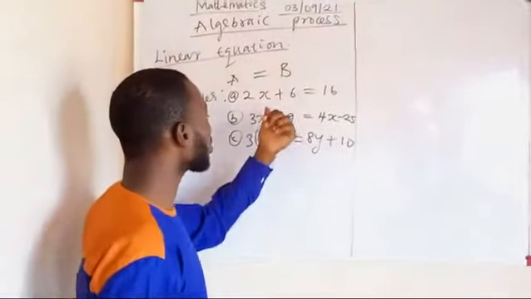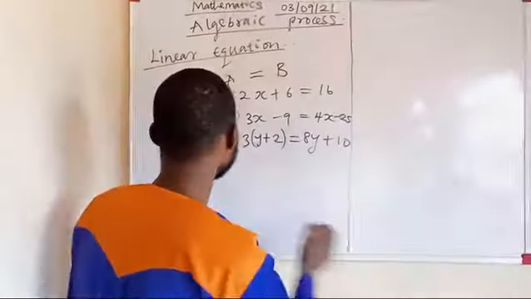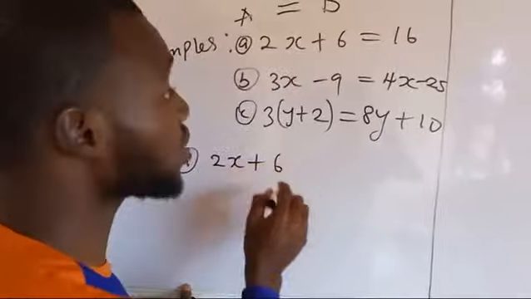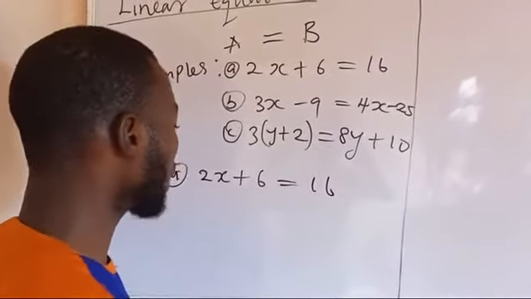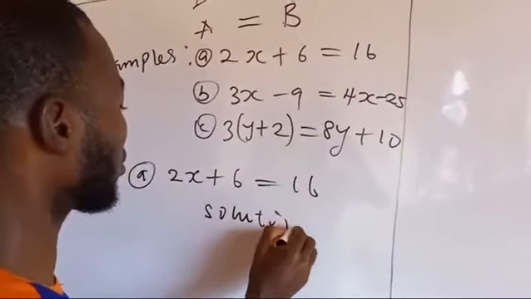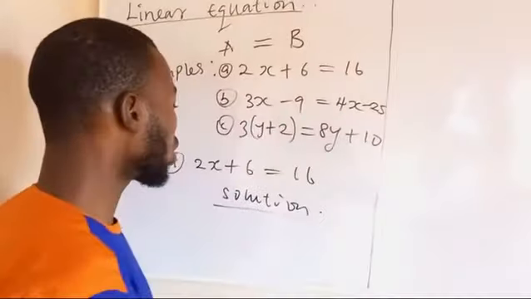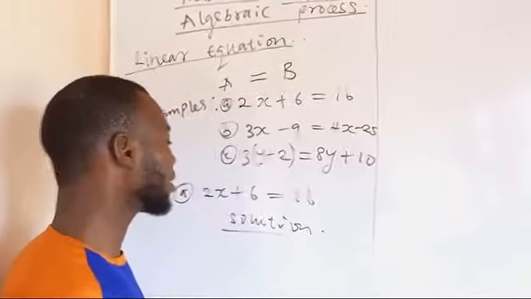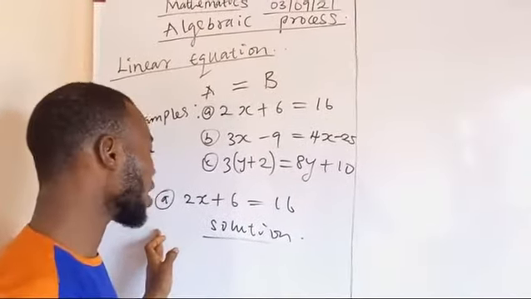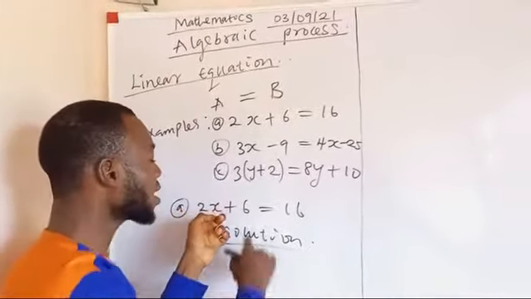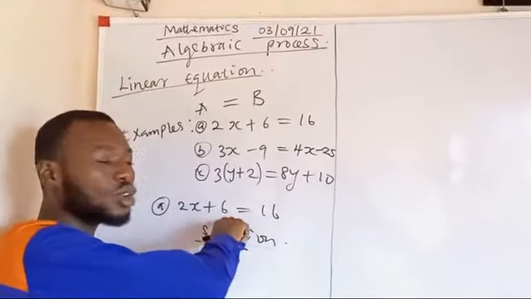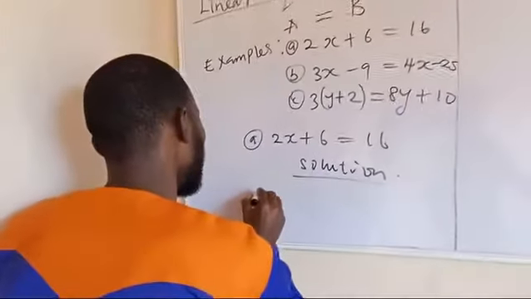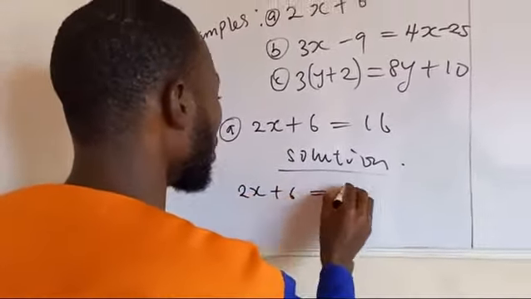If you are asked to solve this equation, we have, A, 2x plus 6 is equals to 16. So solution, the first thing we are going to do is to rearrange this so that the constant term will be on one side and the unknown term will be on one side. The unknown term here is 2x, while the constant terms are these. That means this 6 is going to cross over to the right hand side to meet 16.